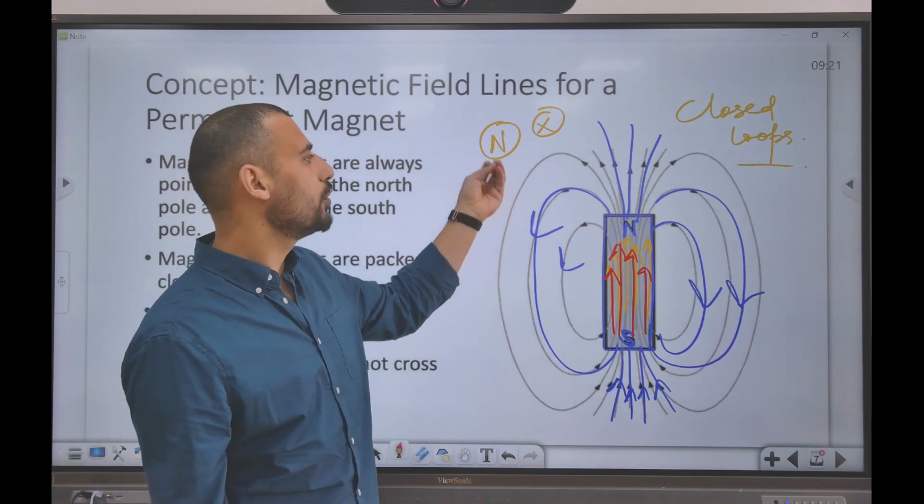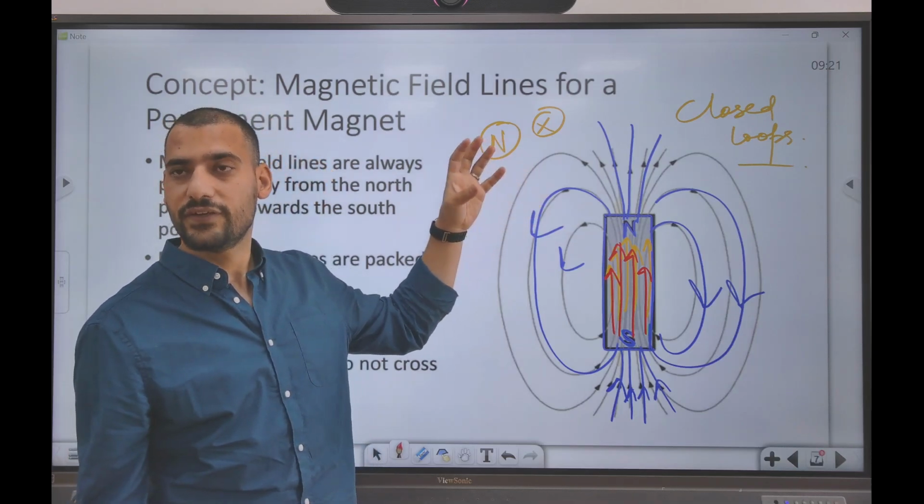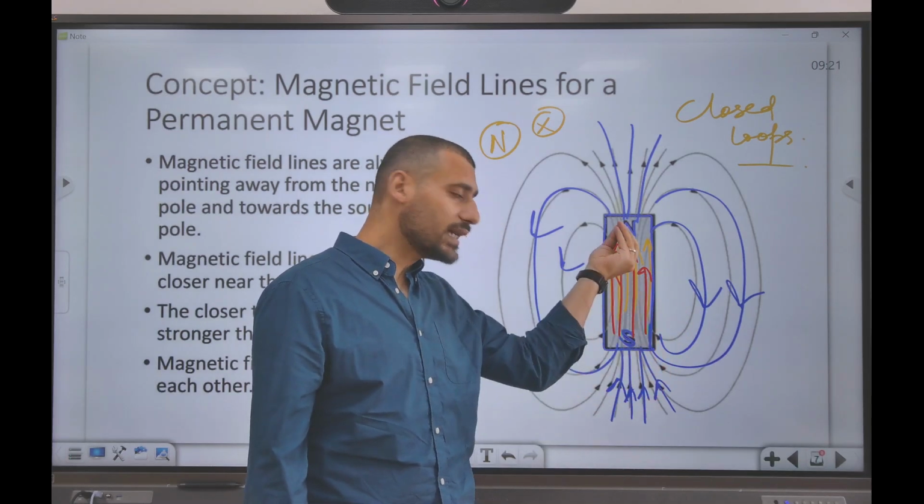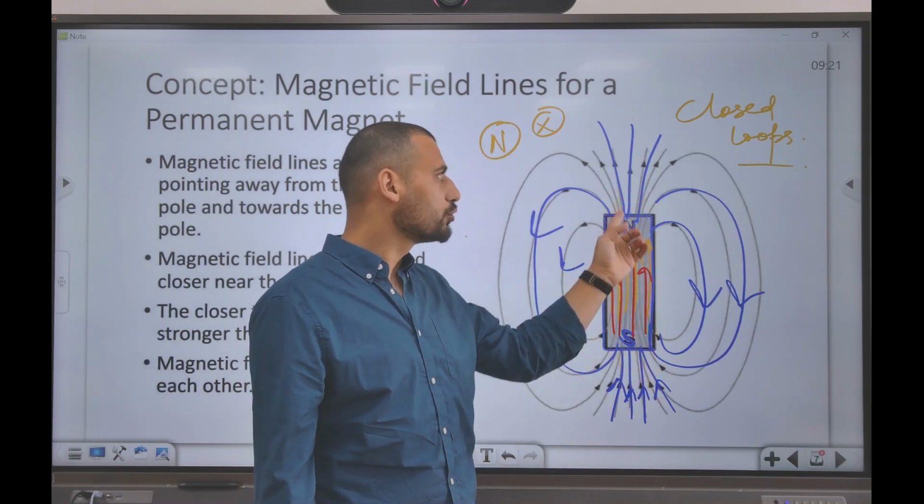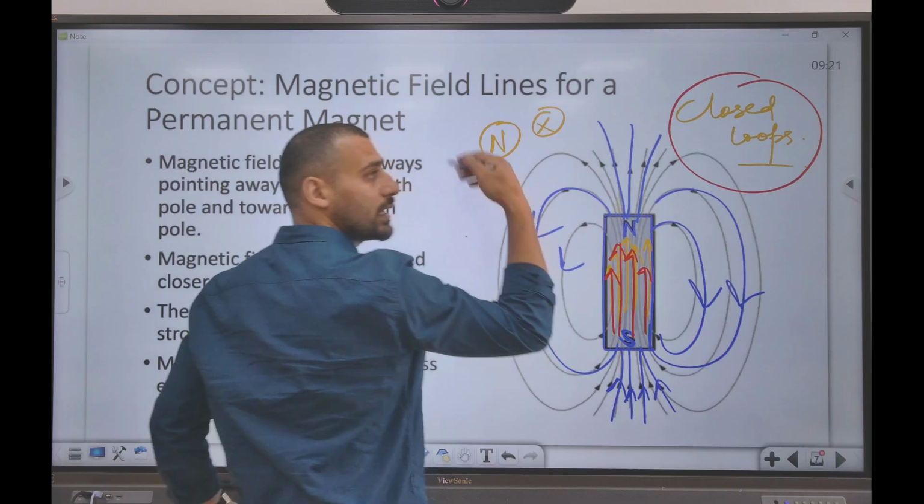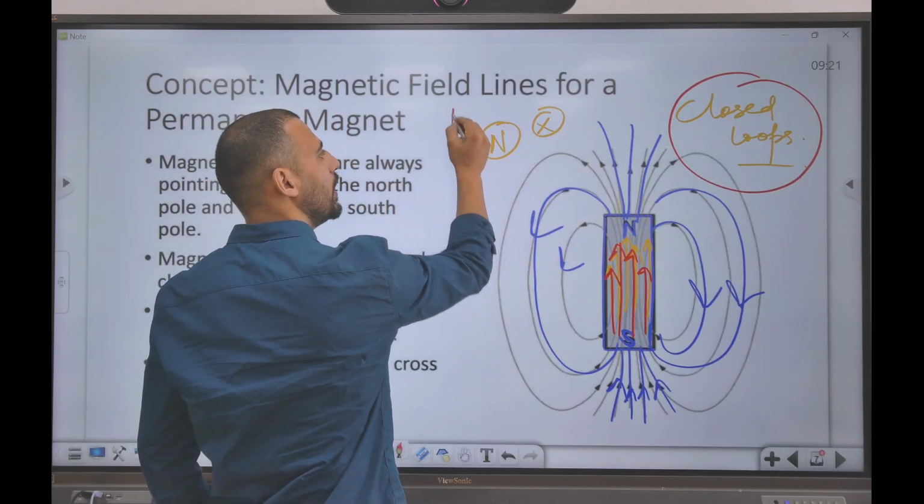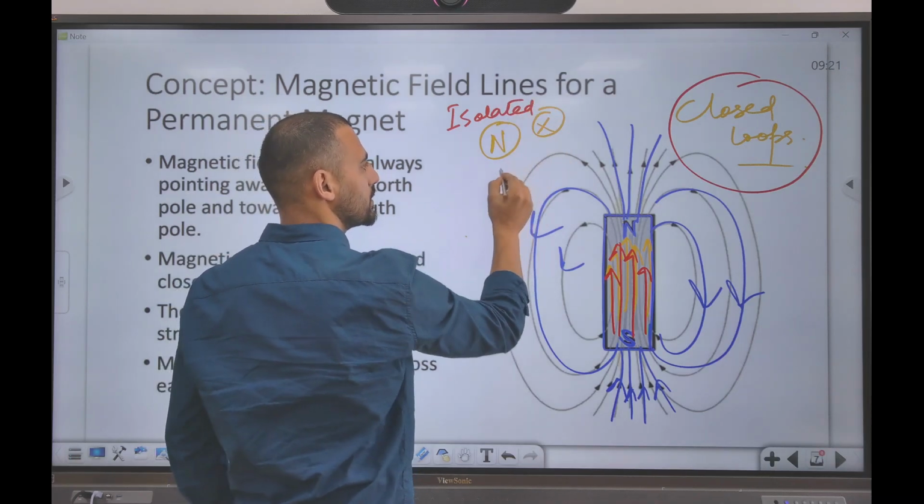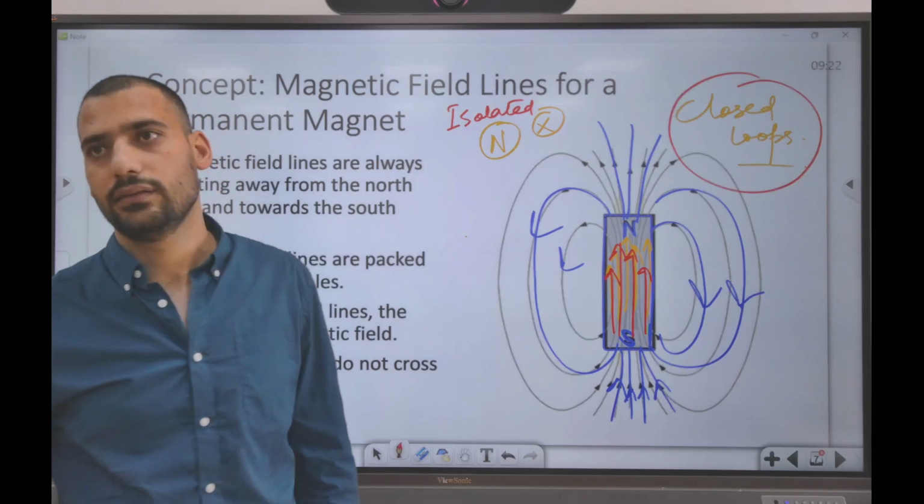So whenever we talk about the magnetic field lines, they always start from north and terminate at south, but inside they are continuous from south to north, and therefore they form closed loops. One important deduction is we cannot have isolated poles. Isolated magnetic poles do not exist. Is this clear?